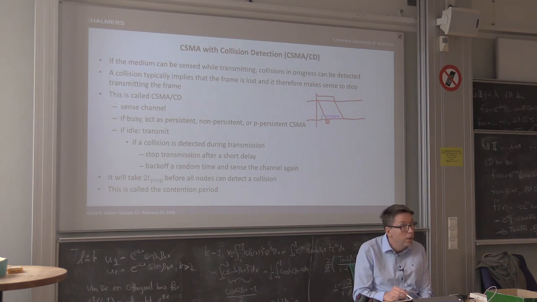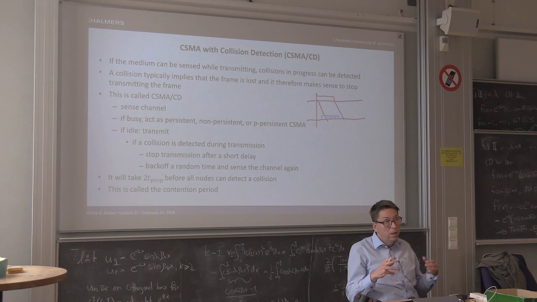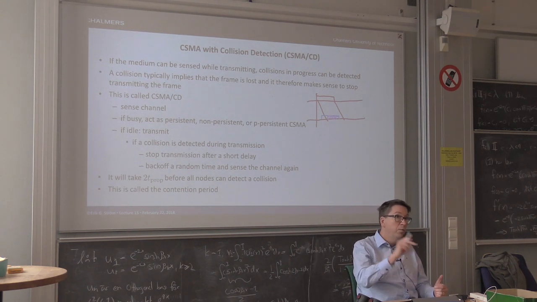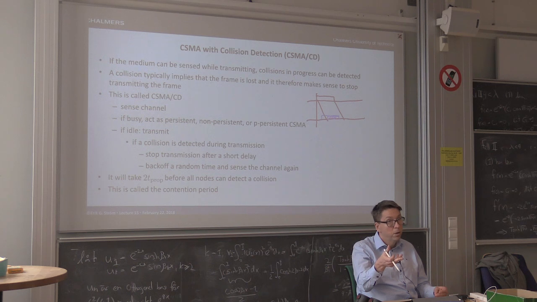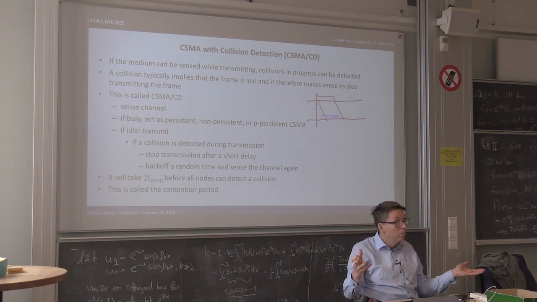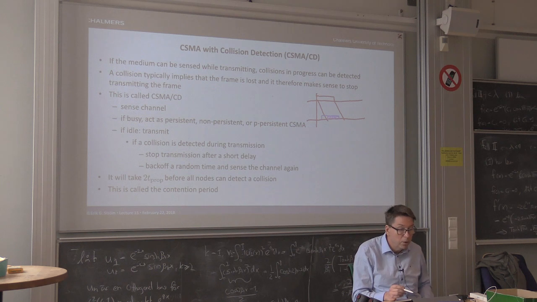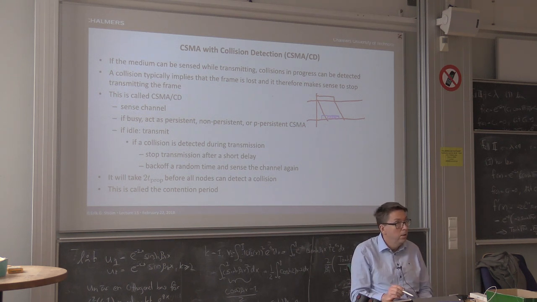Then we can do something smart. We can stop transmitting at this point. The traditional way to detect a collision is that we transmit a frame and we don't get an acknowledgement. Then we assume that there has been a collision. And that takes some time. But if we have collision detection in this sense, then we can detect collisions quickly and we can more quickly recover from that.